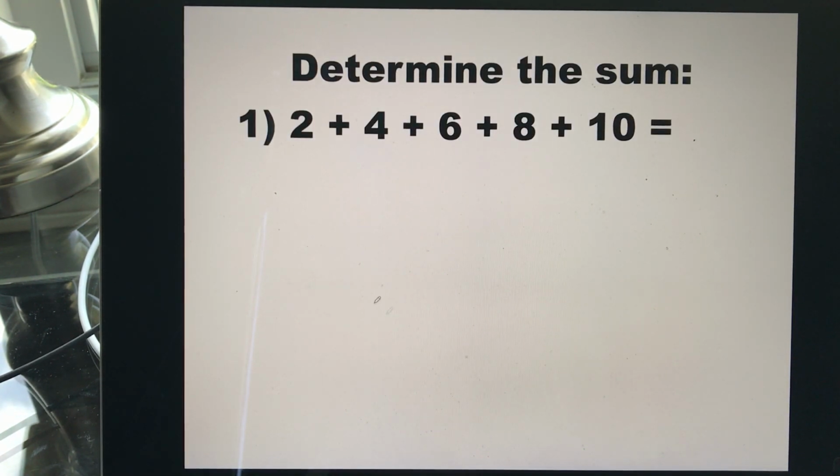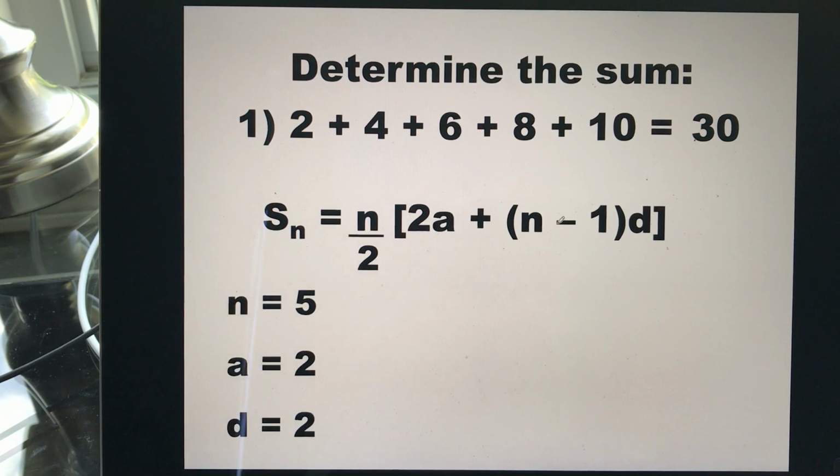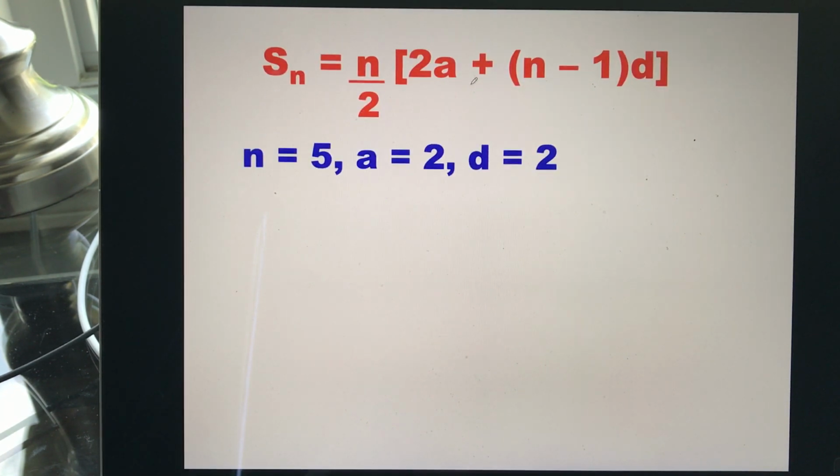So let's try an example: 2, 4, 6, 8, and 10. I know the sum is 30. I can work it out by hand, but let's just try the formula here. Okay, n is 5, so number of terms, 1, 2, 3, 4, 5, 5 terms. A is 2, the first term is 2. And I'm adding 2 every time, plus 2, all the way down.